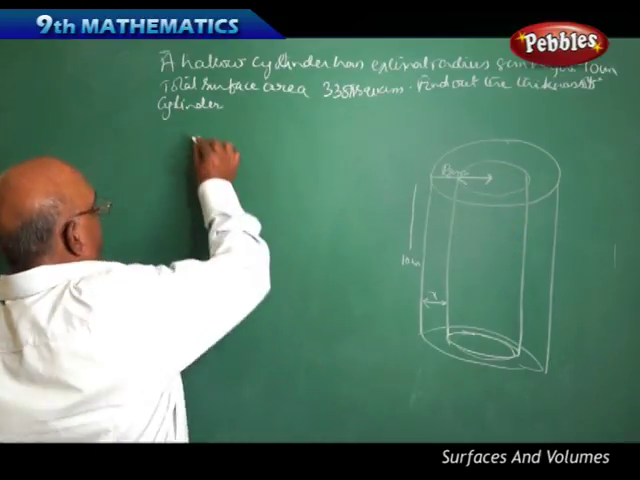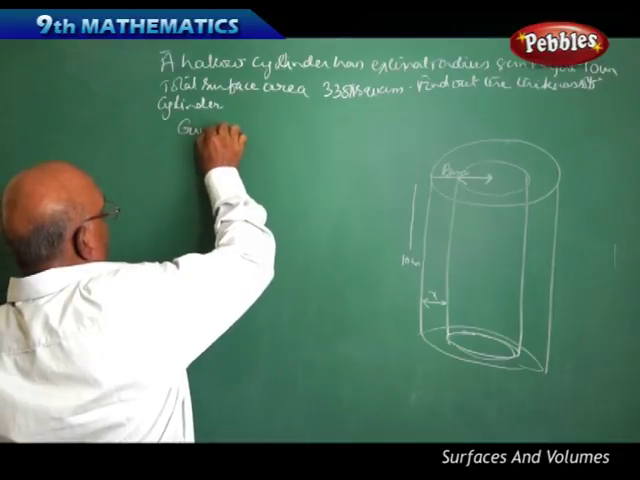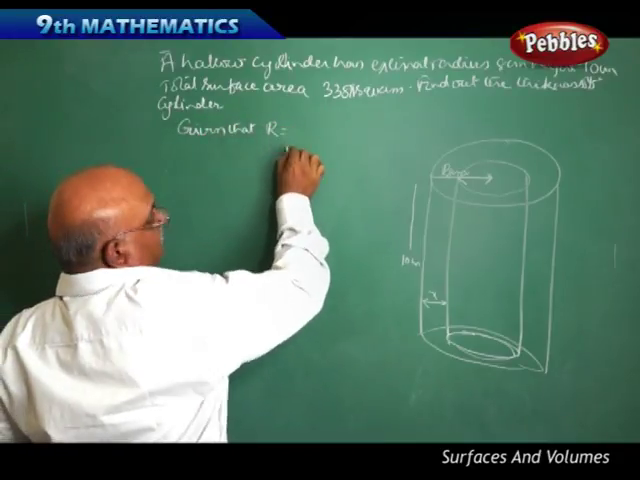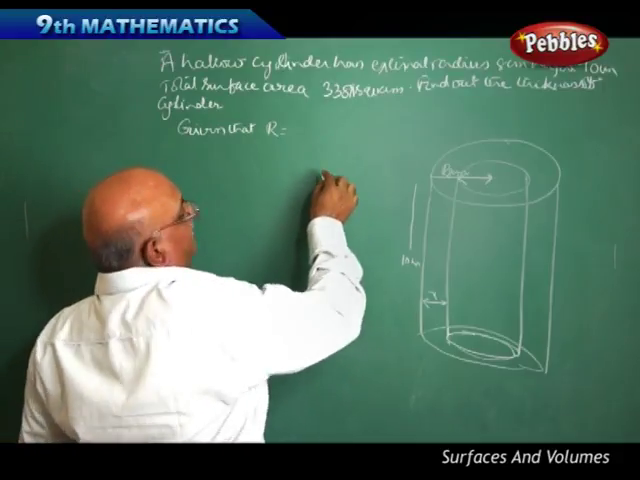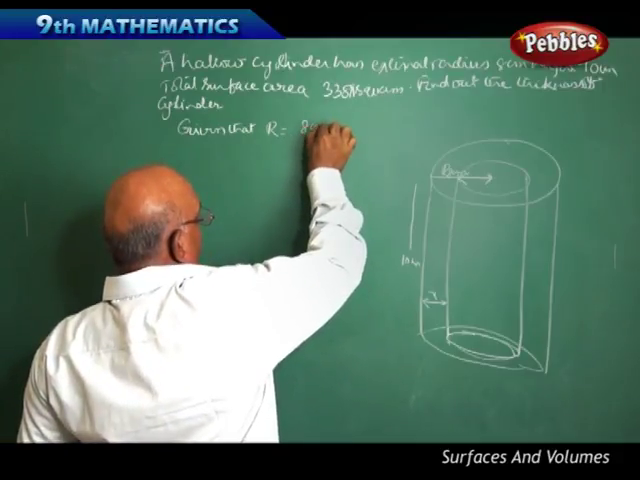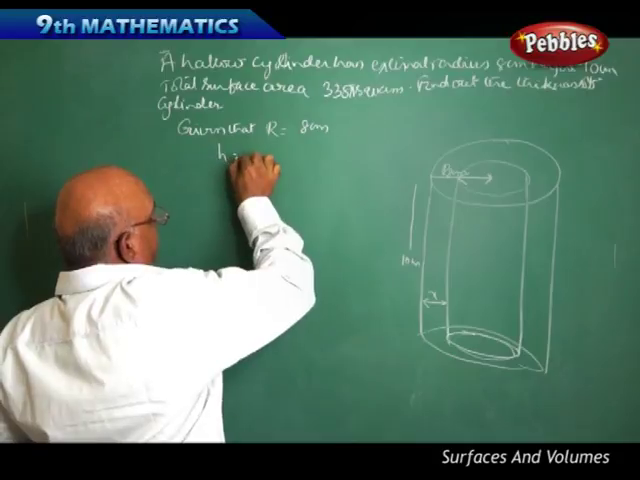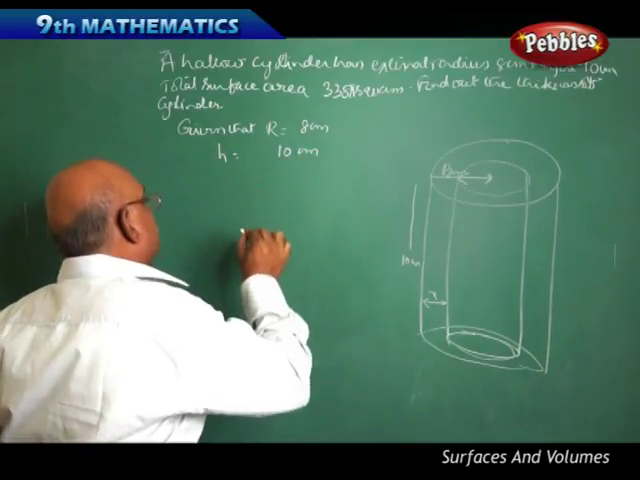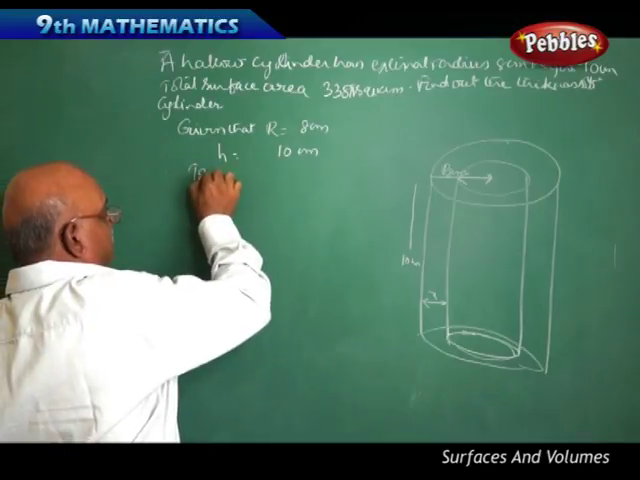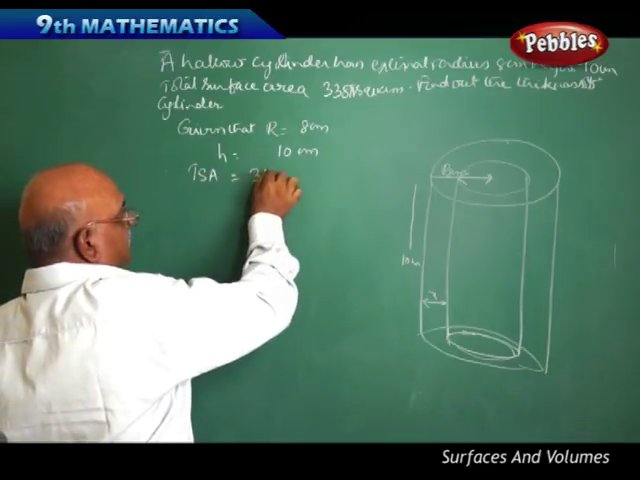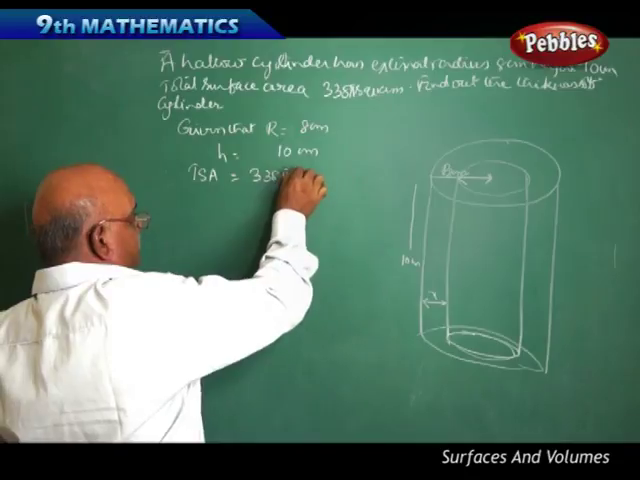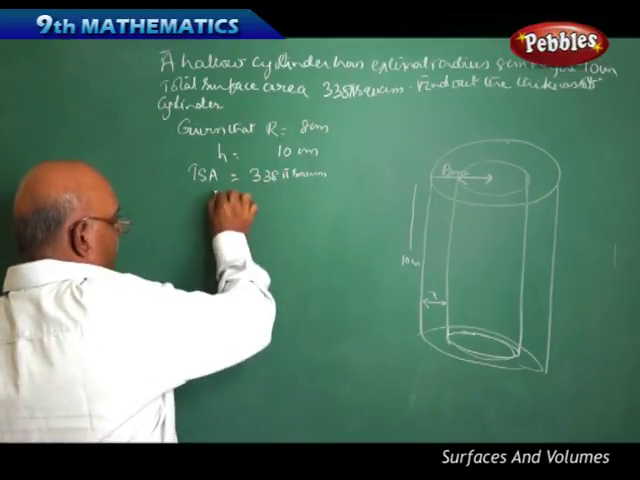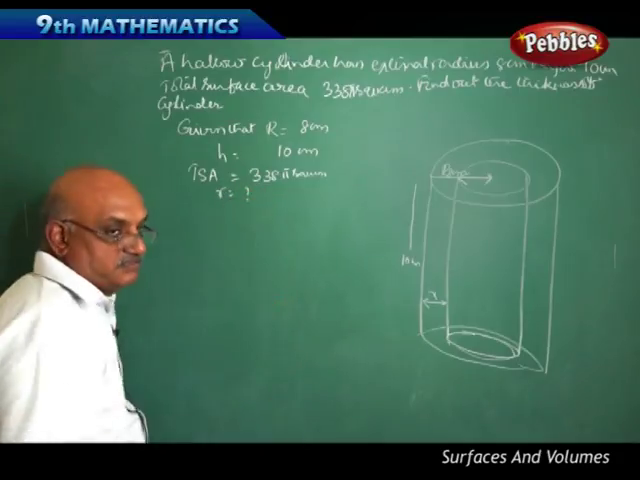Therefore it is given that capital R, the radius, is equal to 8 centimeters. The height is given as 10 centimeters, and the total surface area, we can call it TSA, is equal to 338 pi square centimeters. First, we don't know what small r is, we have to find that also.